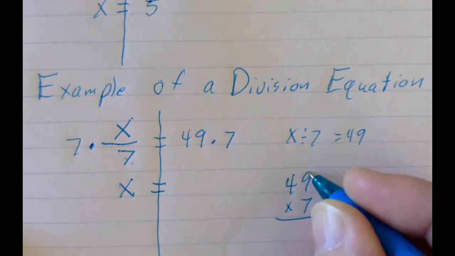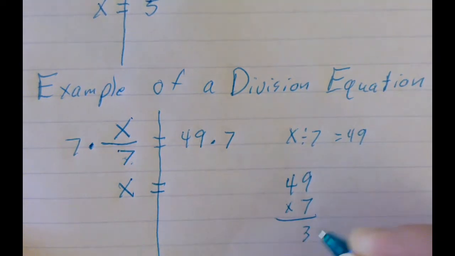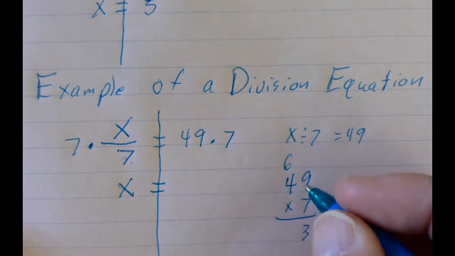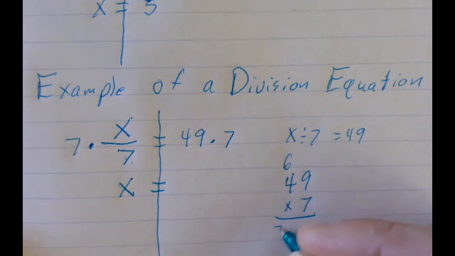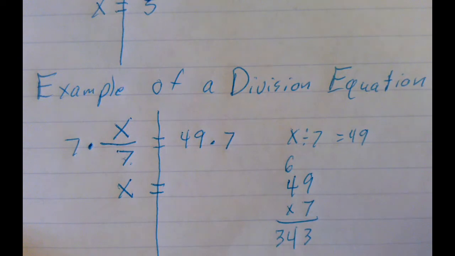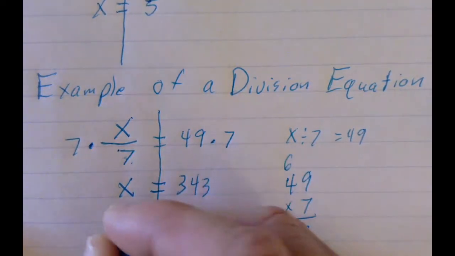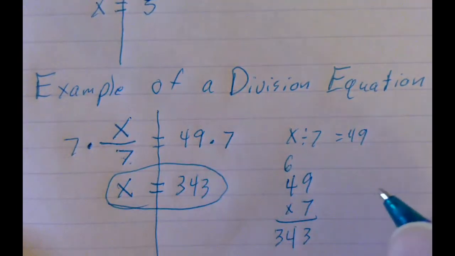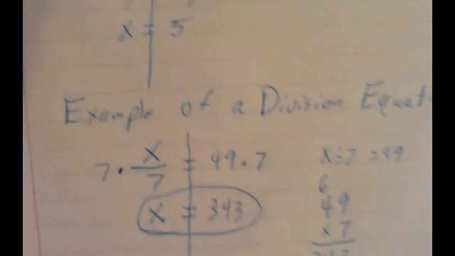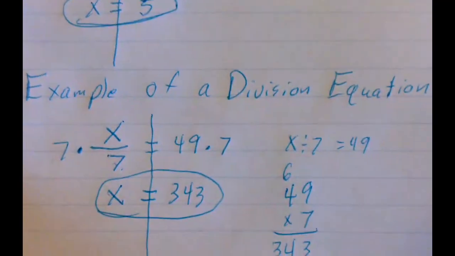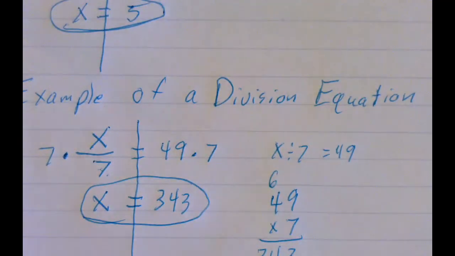And if I do that, 7 times 9 is 63. Regroup the 6. 4 times 7 is 28. Plus 6 is 34. Should be 343 if I did the math correctly. 3, 4, 3. That's our final answer. By the way, up here on this, I forgot to circle my answer. Get in the habit of circling your answer. It makes it just easier to follow your work.